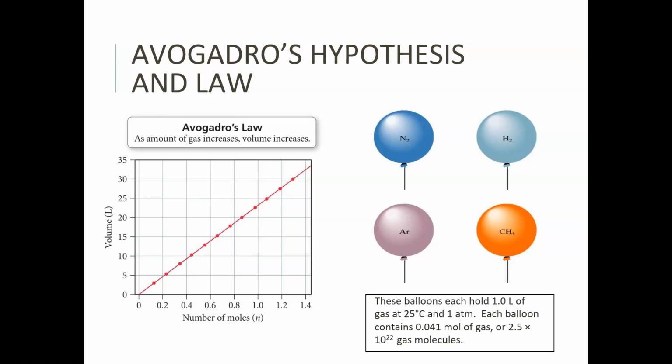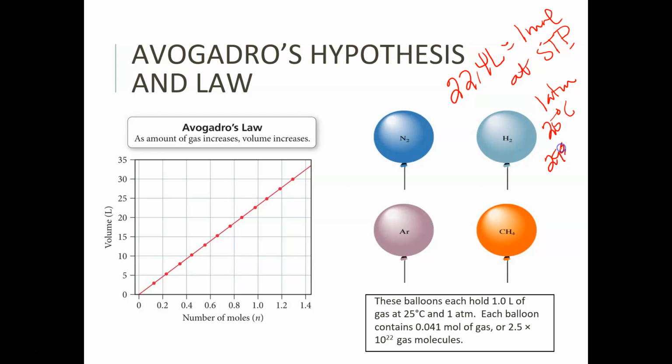So he's relating number of moles to volume of gas. And this is actually where we get the constant that we see used in the molar relationships. This idea that 22.4 liters is equal to 1 mole of any gas at STP. We know what the P is. The P is 1 atmosphere. Okay, but the T is 25 degrees Celsius or 298 Kelvin. Okay.